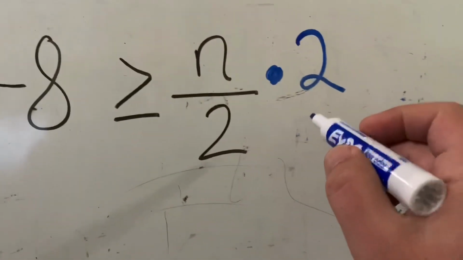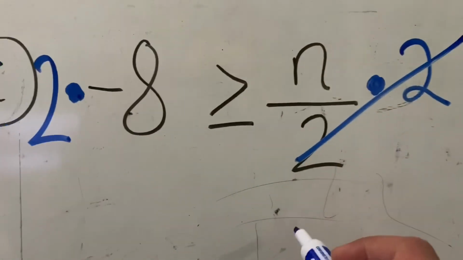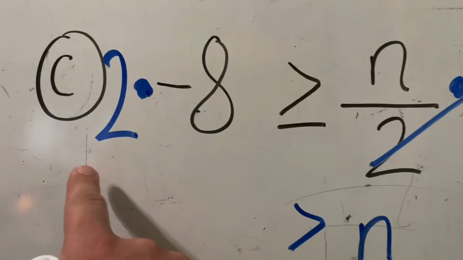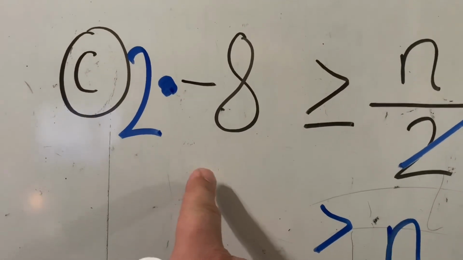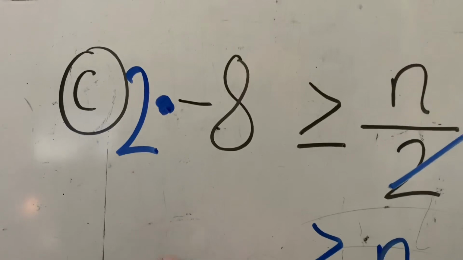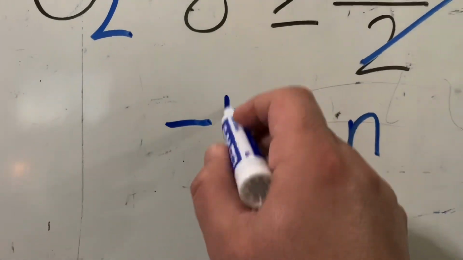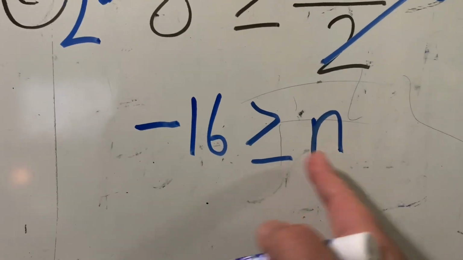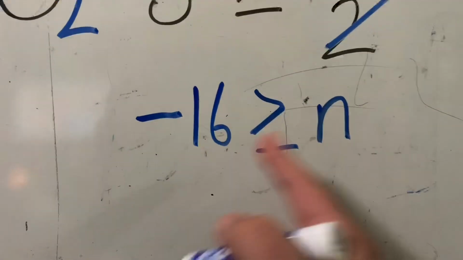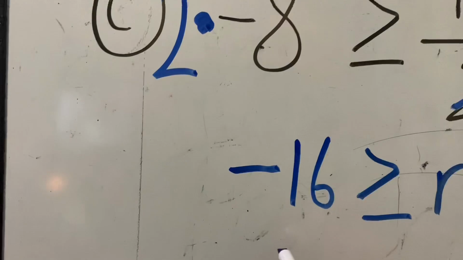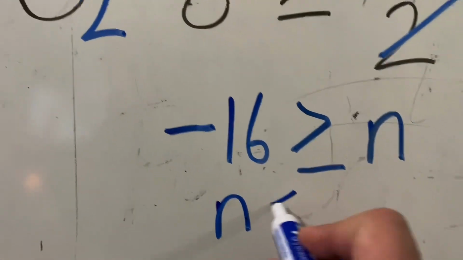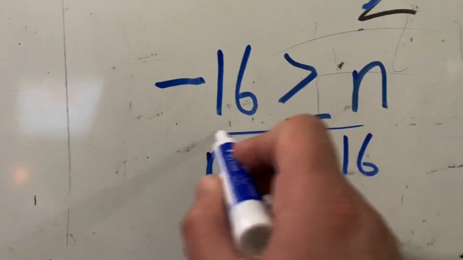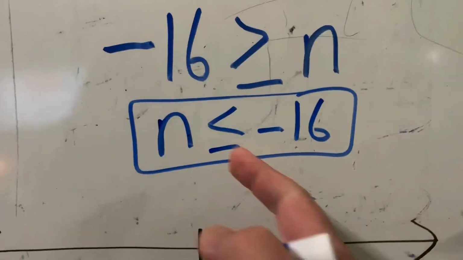I'm multiplying by a positive number, so your inequality sign stays the same. Okay, cross out the same numbers. Okay, bring down the variable, the inequality sign. 2 times negative 8, remember integer man, this turns out to be negative 16. Now what you can do is you can flip so the variable's on the other side. So flip everything, okay? So it'll be n is less than or equal to negative 16, because we want to write the variable on the left side.